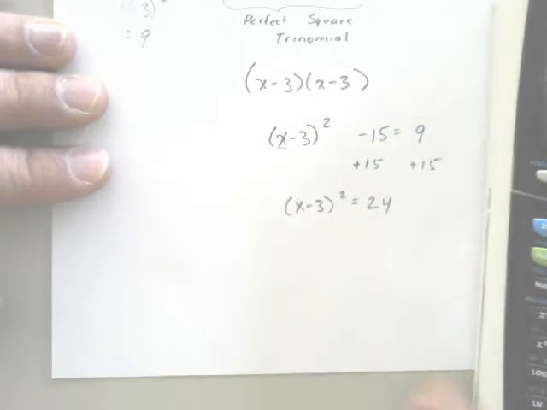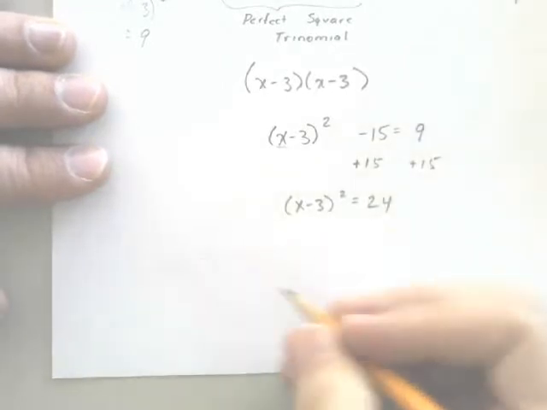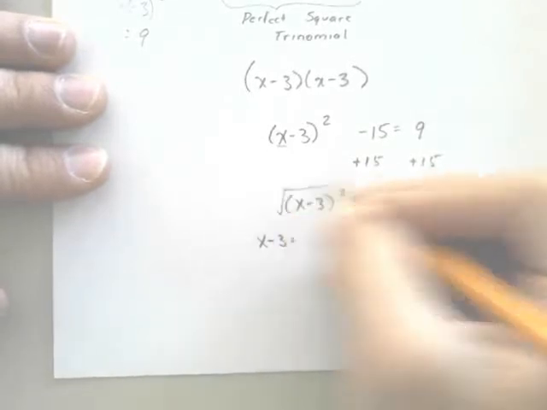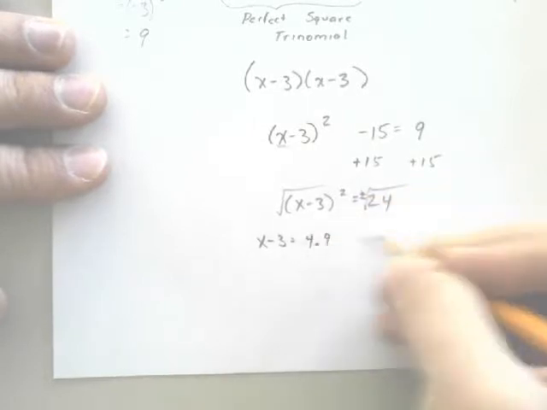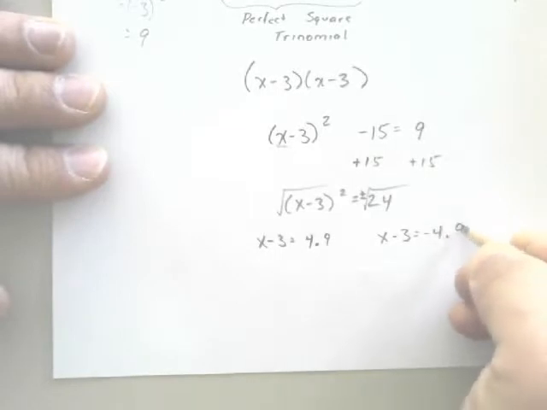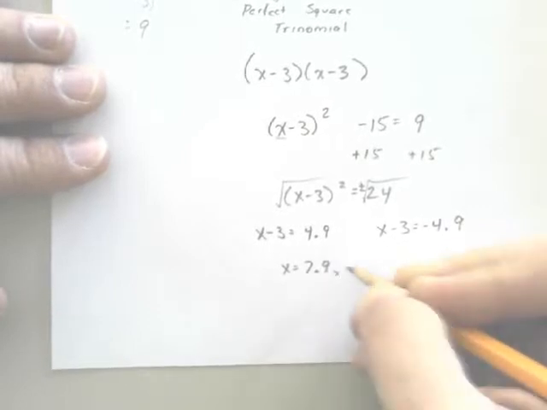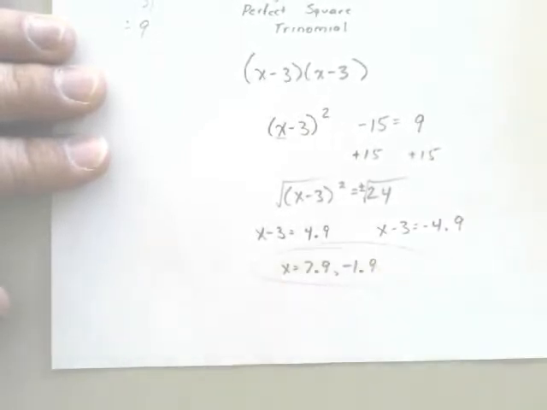So now using my calculator, I'm going to find the square root of 24, which is 4.89, 4.9. So x minus 3 equals positive 4.9, x minus 3 equals negative 4.9. So x equals 7.9 and x equals negative 1.9. So those are my two solutions for x.